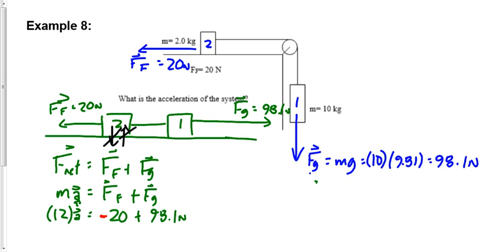So it can be useful to redraw. You can do it without redrawing it, but if you do, you've got to make sure you pay attention to the signs, and it's harder to pay attention to the signs because left, we think of it as negative, right? Down, we think of it as negative, but one of them has to be positive because they oppose each other. Okay, so I'm going to say here, 12 times A is equal to negative 20 plus 98.1. That's 78.1.